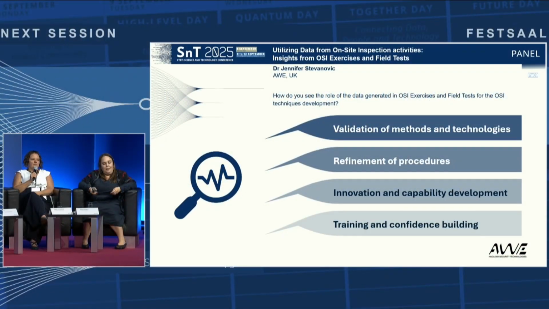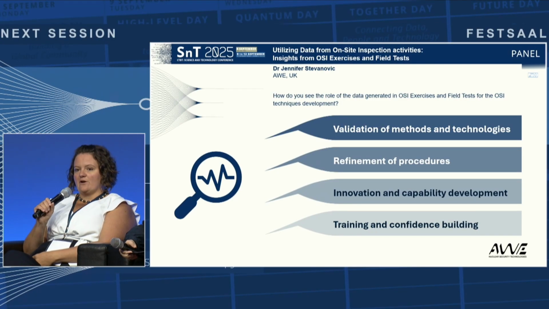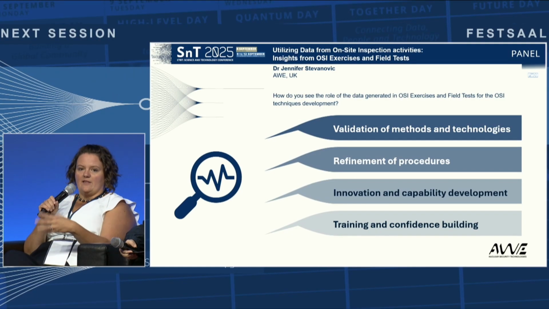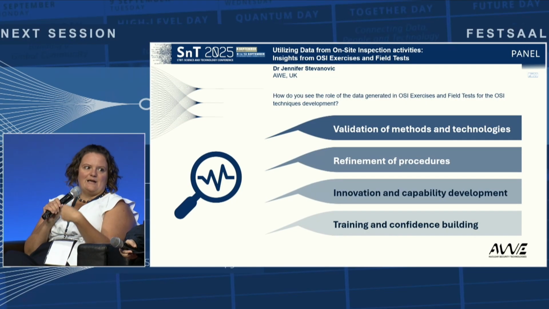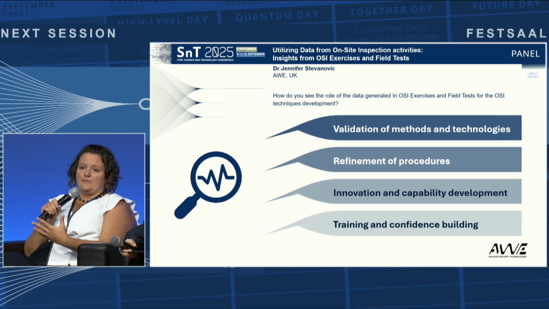So the data generated in these exercises and field tests can be used in many different ways. Here are just some of my thoughts, really. In order to validate the methods and technologies laid out in the treaty, there's a subtlety around developing technologies, as the treaty is kind of frozen in time, but of course we're developing all the time. So it's really validating that the methods that are developing actually can be used within the treaty context.